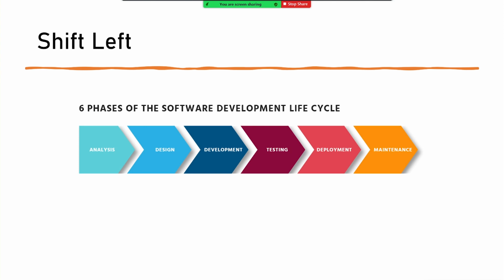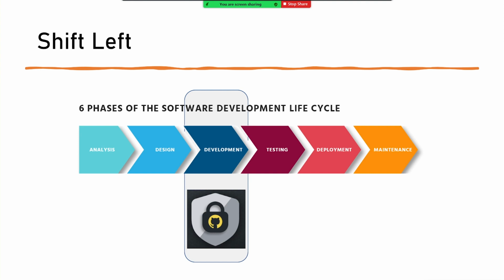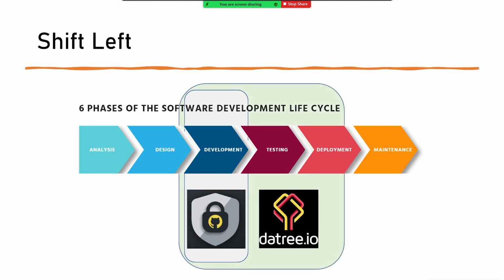How do those two tools fit in our development life cycle? Well, for Advanced Security, it's mostly during development. You can do code scanning, secret scanning, and so on during the development phase. For Datree, it actually spans a bigger landscape, if you will, because you normally would use that still in the development phase, but you can integrate that also in the testing phase and also in the deployment phase as well. So to have a continuous scanning of your Kubernetes manifests.